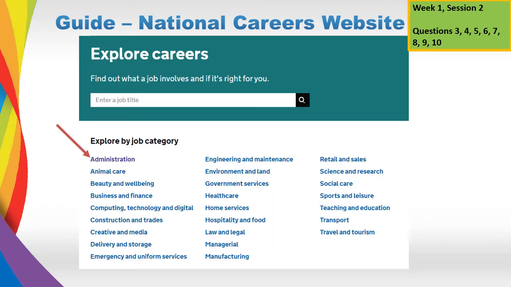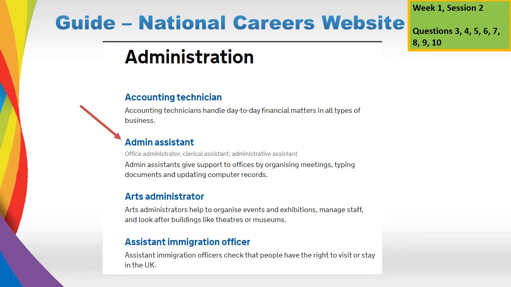After you've clicked Explore Careers, it will bring you to a page with lots of sectors on. You will need to click the administration sector or job category. If you are doing this now, please pause this video to do that. After I clicked administration, this is the screen that appeared. I'm going to look at the admin assistant job for the purpose of this guide. Please pause this video here if you are going along with it.